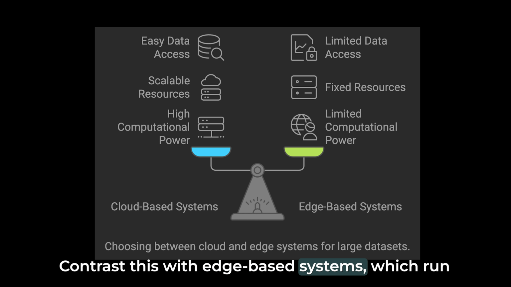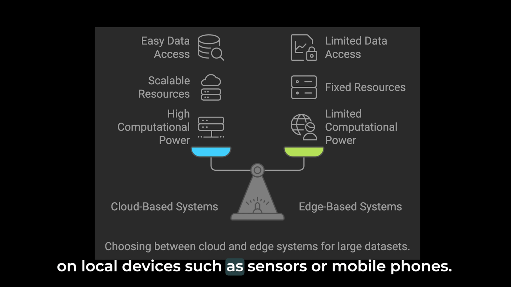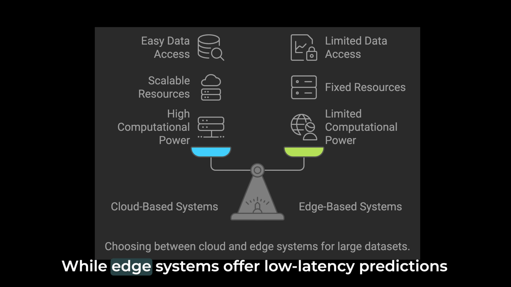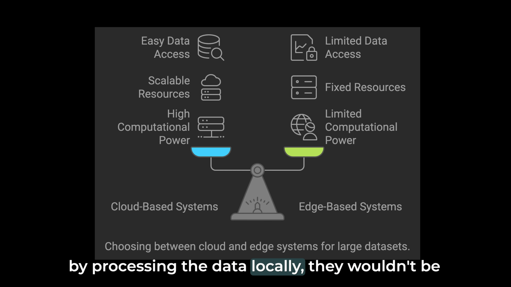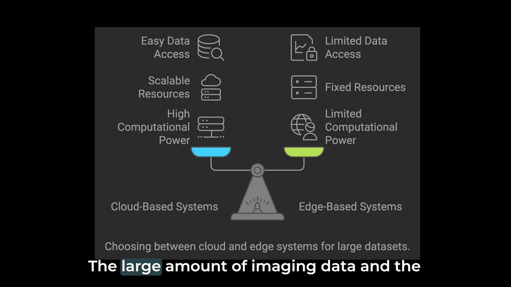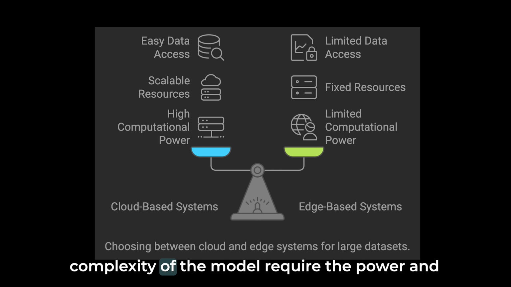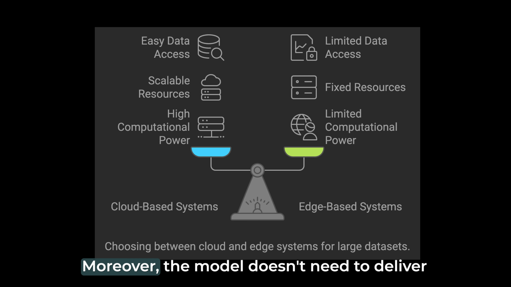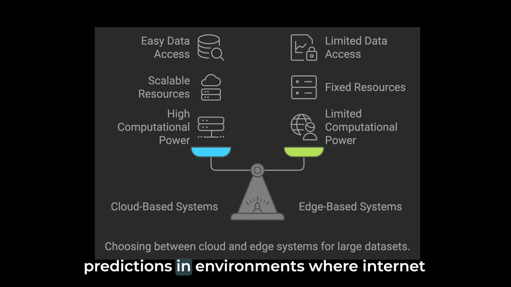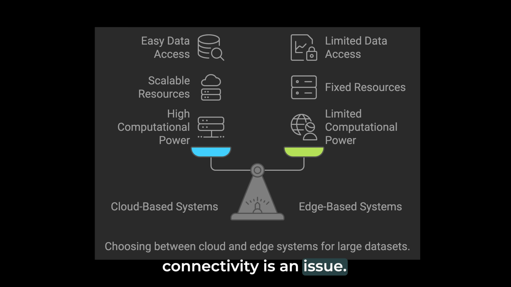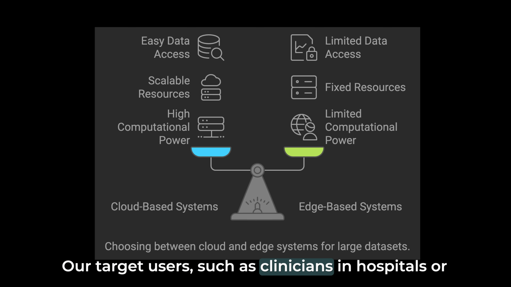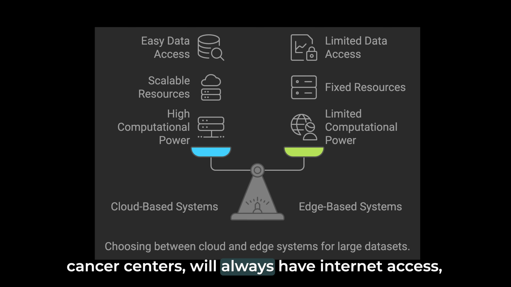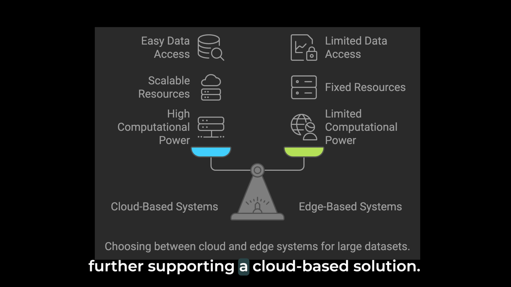Contrast this with edge-based systems, which run on local devices such as sensors or mobile phones. While edge systems offer low latency predictions by processing the data locally, they wouldn't be practical here. The large amount of imaging data and the complexity of the model require the power and flexibility of the cloud, rather than a small resource-constrained device. Moreover, the model doesn't need to deliver predictions in environments where internet connectivity is an issue. Our target users, such as clinicians in hospitals or cancer centers, will always have internet access, further supporting a cloud-based solution.